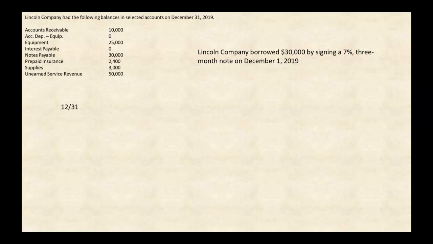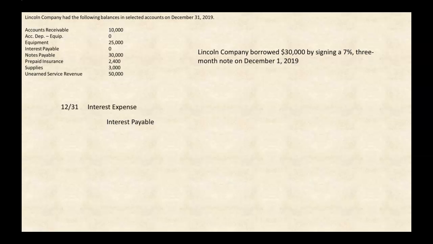Lincoln Company borrowed $30,000 by signing a 7% 3-month note on December 1st, 2019. Well, we would have already shown back on December 1st that we borrowed this money. So that's not the entry that we're making here in our adjusting entry. Here, we need to show the interest that we owe. So we will debit our interest expense and credit our interest payable.